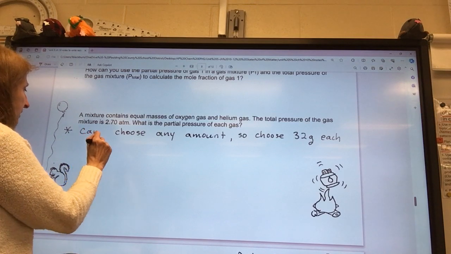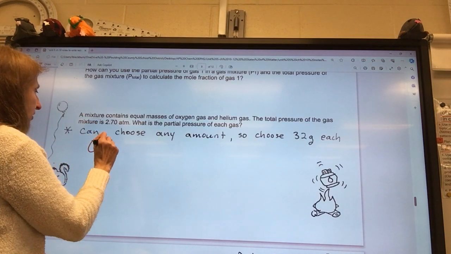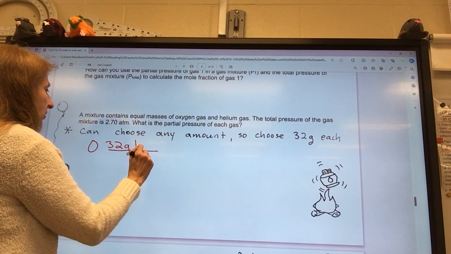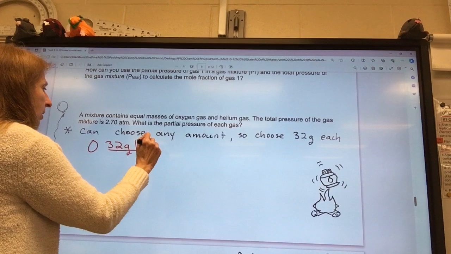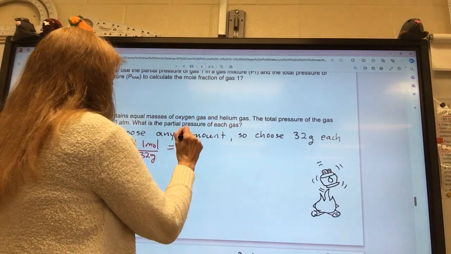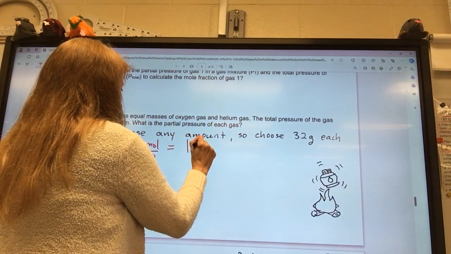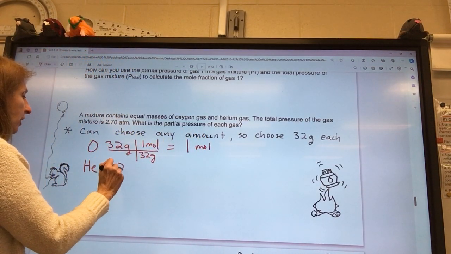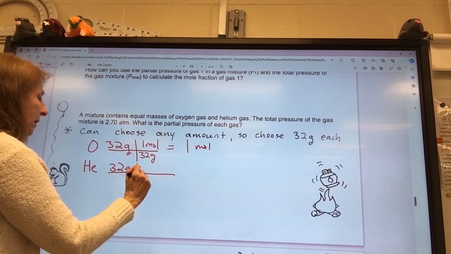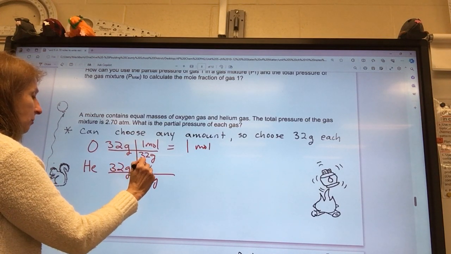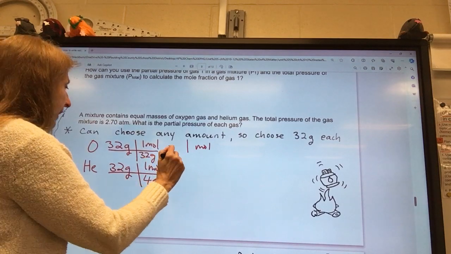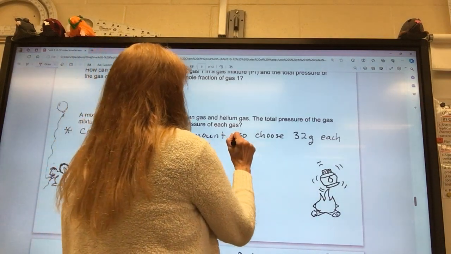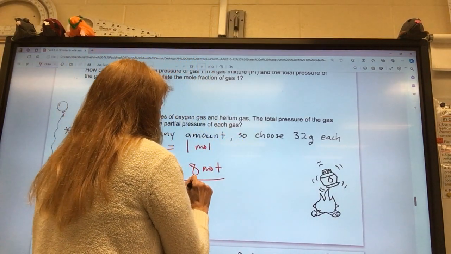Okay, so oxygen, I'm going to convert. I've got 32 grams. I'm going to divide that by 32 grams per 1 mole. So that equals 1. And now I'm going to do the helium. I've got 32 grams of helium, and I'm going to divide by 4 grams per mole, because that's the molar mass of helium. And I get 8. So how many moles do I have total? 9, right?